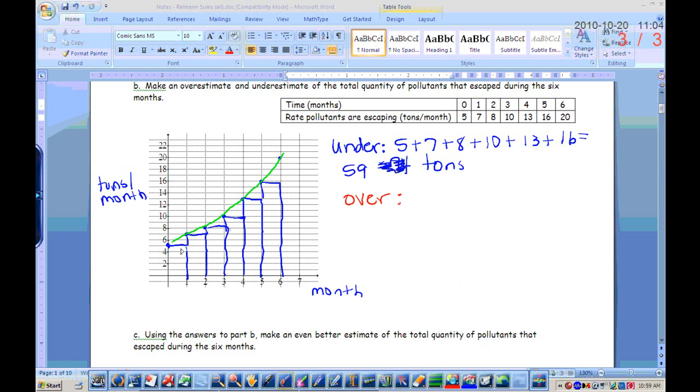What was the overestimate for the first month? 7. What would the overestimate for the second month be? 8, right, because at that second month, the beginning is 7, but the end of it is 8. So the overestimate would be the 8. For the third month, it would be 10. Good. And then 13. 16. And what would the overestimate for the last month be? 20. Good.